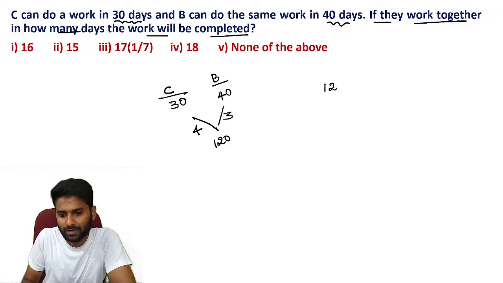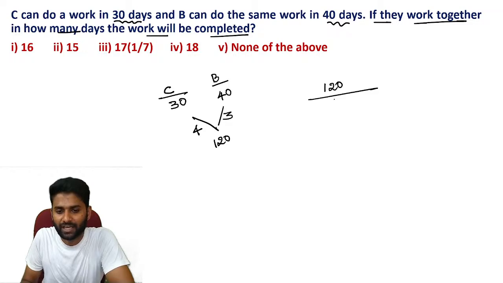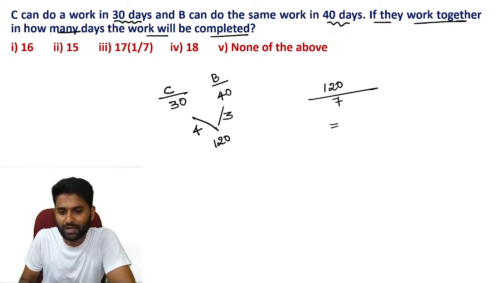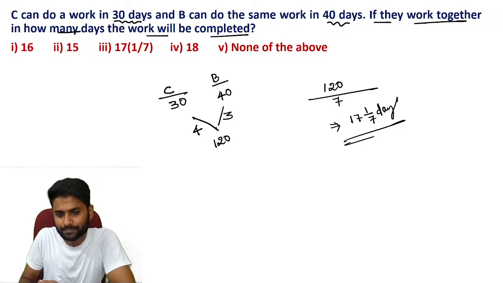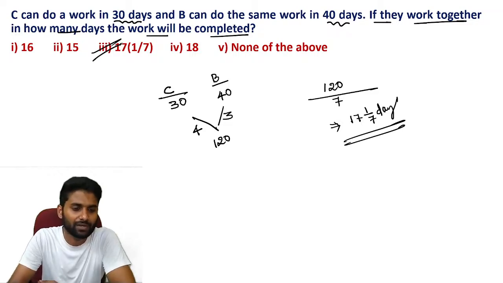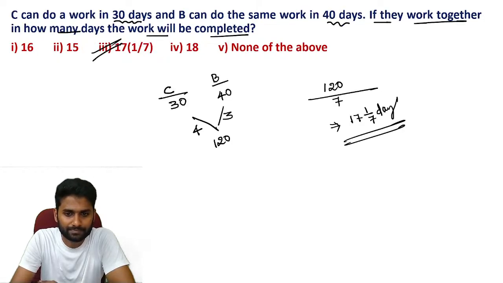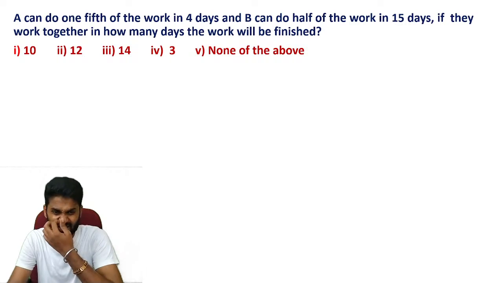Now here the question. 120 units. Now we are assigning C and B together. If both work together, they will finish 7 units. For 120 units, how much time does it take? Now see, if 7 is multiplied with 17, it is 119. Remainder is 1 by 7 days. So here the answer is 17 1 by 7 days. That is the question.